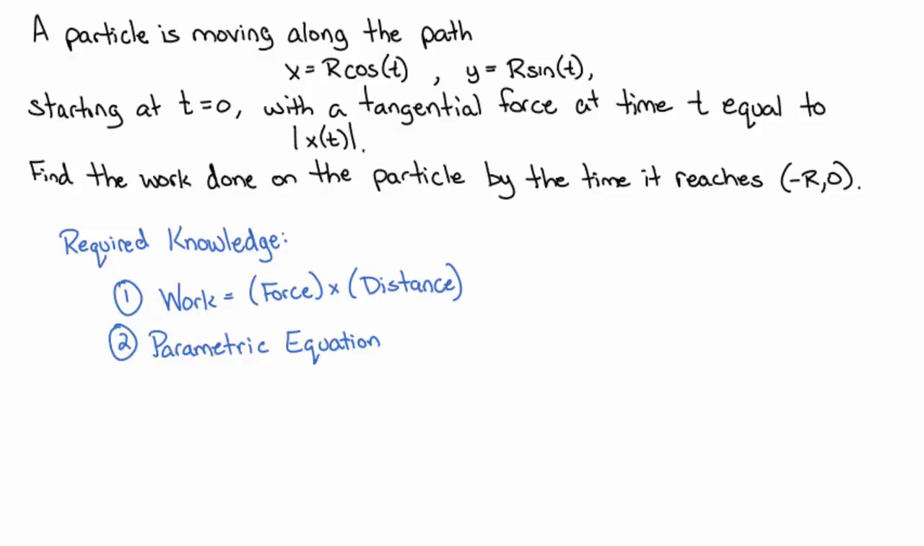The second piece of required knowledge that we are going to have to use here is the idea of a parametric equation. The idea of a parametric equation is that you're given the coordinate for the x value in terms of some function, so x is some function of time, and the coordinate for the y value is given as another function, possibly the same function, but generally not. So y is some other function of time.